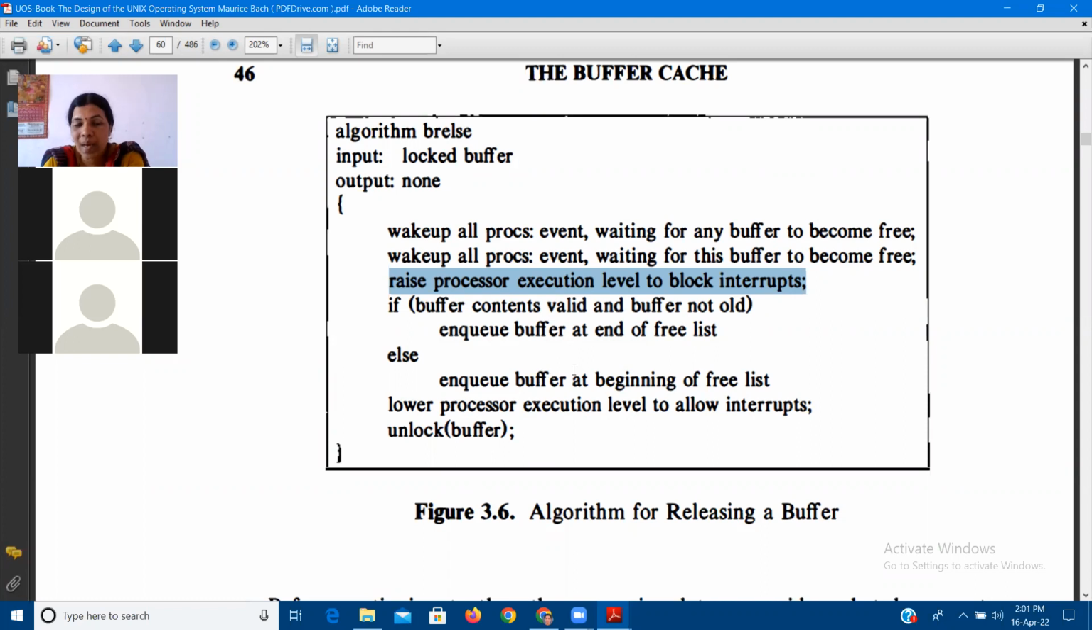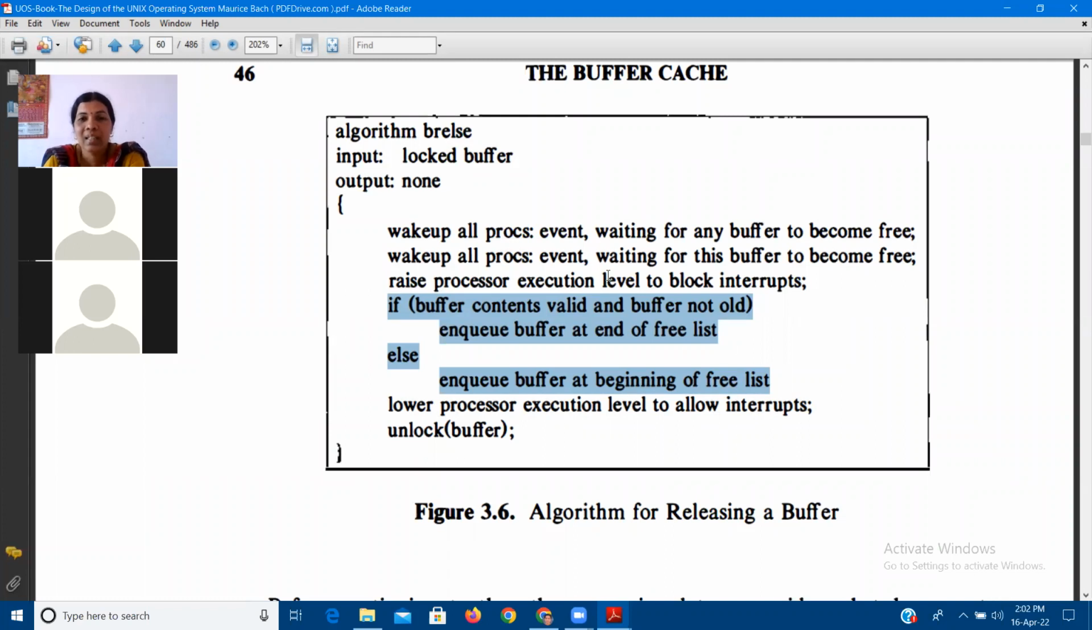So if buffer contains valid and buffer not old, enqueue buffer at end of the free list. Otherwise enqueue buffer, enqueue म्हणजे insert करणं, enqueue buffer at beginning of the free list. So this is the operation of insertion of the buffer inside the free list. When this insertion operation is going on, before that operation, processor execution level is raised to higher the priority, and after this operation, again this processor execution level is lowered. So lower processor execution level to allow interrupts.